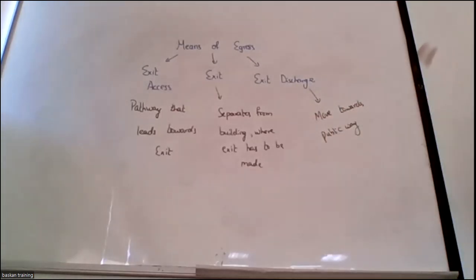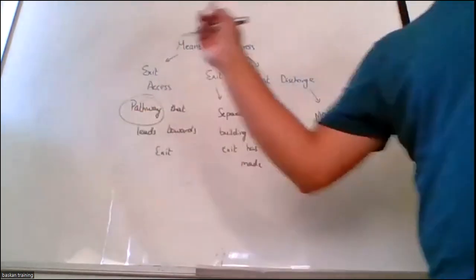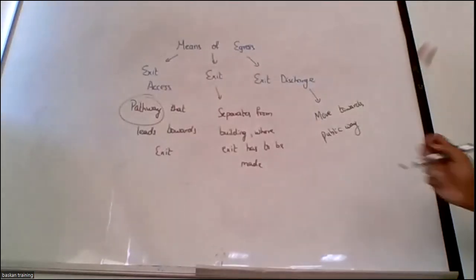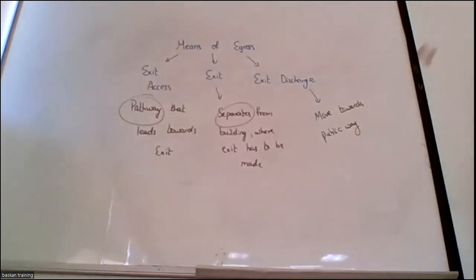So just focus on the punch words. Whenever it says a pathway in the definition, it means exit access. Whenever it says the component separates you from the building, that is exit itself. And the public way, exit discharge. These are not the only definitions. In NFPA 101 you will have variations. If they want to define one component, they may give 5 to 6 lines to define that component.